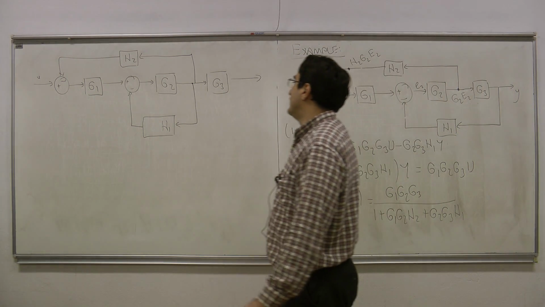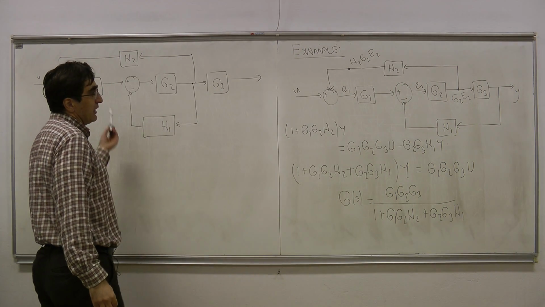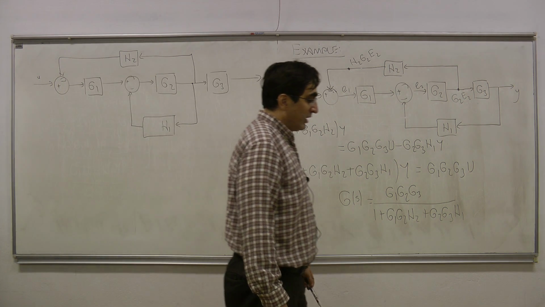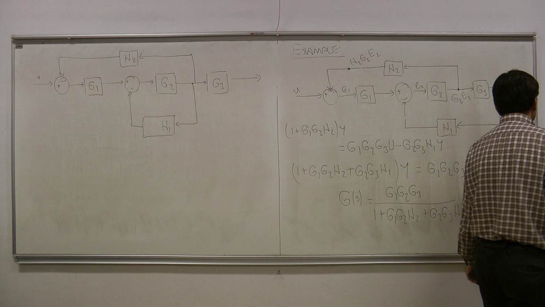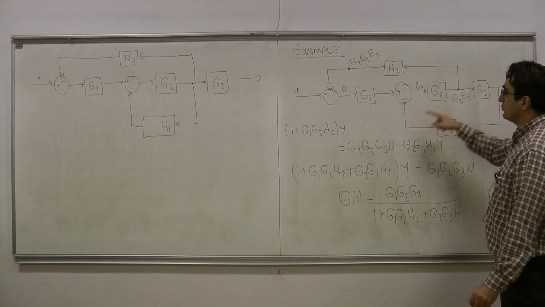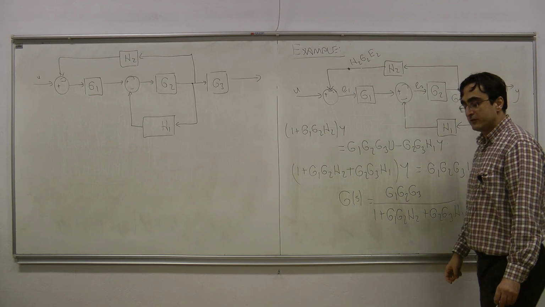So here, when I tried to make a modification, actually I made a mistake. Okay? I didn't do it correctly. When I try to take this branch from here to here, I need to make a further modification on this system.